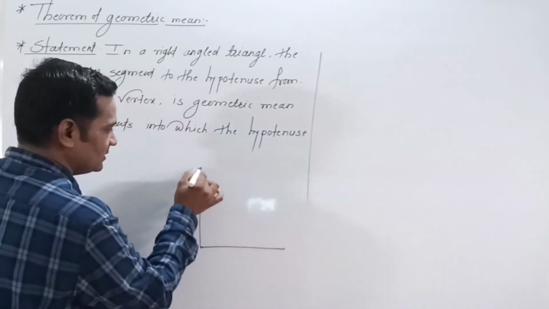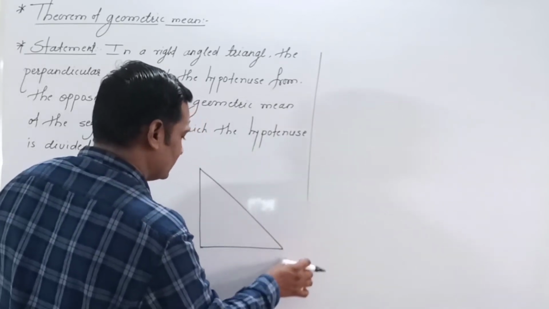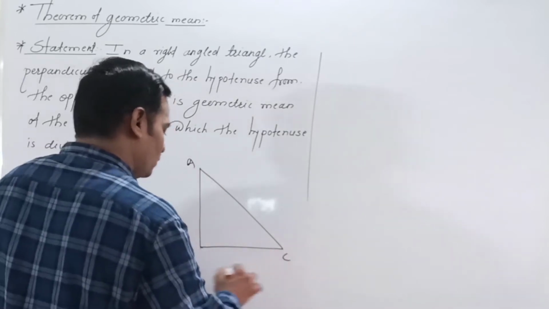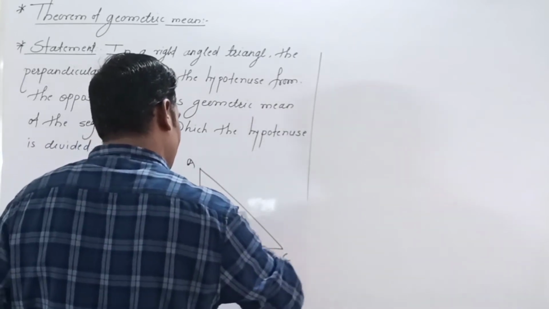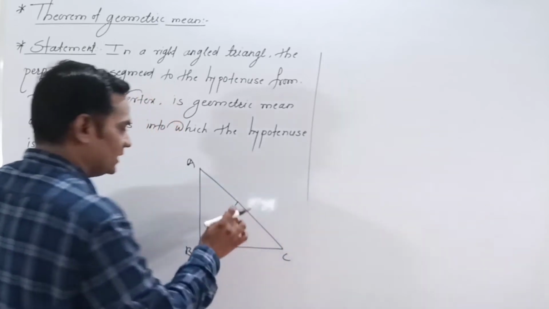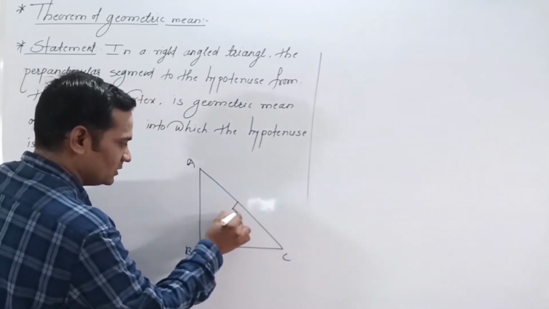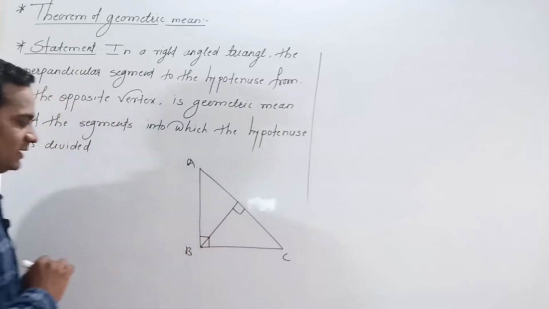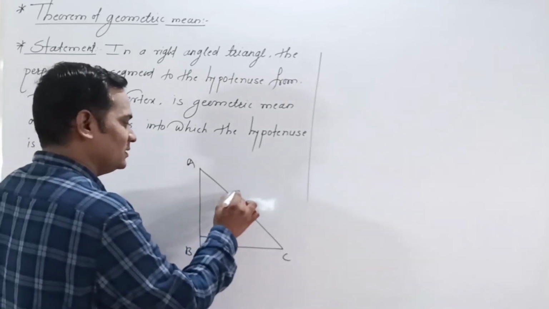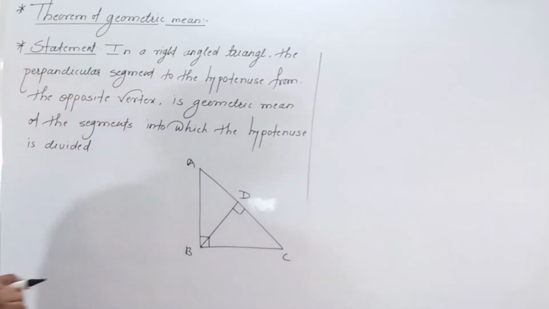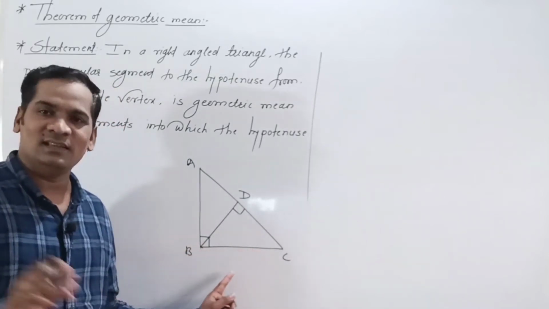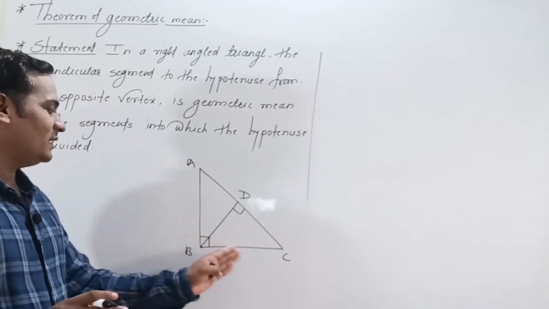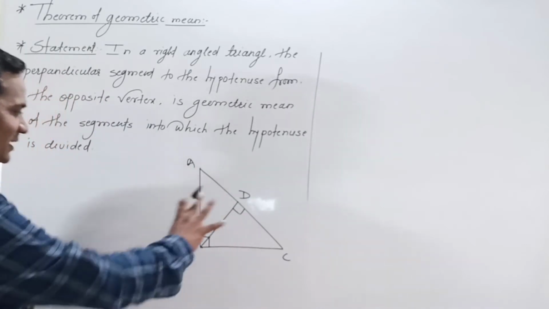Now this is a right angle triangle ABC. Okay, and we will draw that perpendicular from the vertex opposite the hypotenuse. So this is a perpendicular and this angle B is also 90 degrees. Okay, and suppose this is the point D. Now this is the same figure which we used in that property, similarity in a right angle triangle. Now the same figure is here.